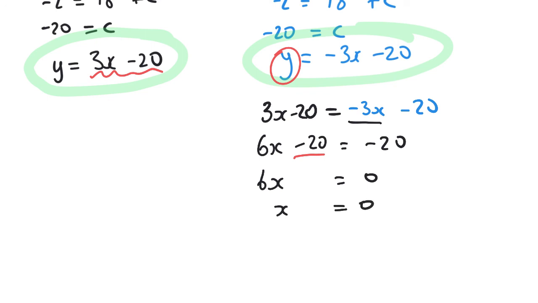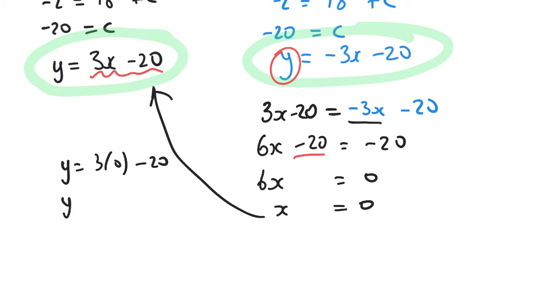So x equals 0 is the x coordinate. We need to work out the y coordinate, so we can substitute that into either of the highlighted equations. So let's put it into this one, and we get y equals 3 times 0 minus 20. So y equals 0 minus 20. So y equals minus 20. So the point where the two lines meet is 0, minus 20.